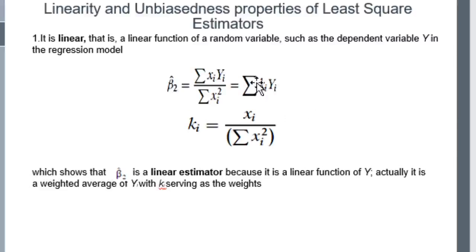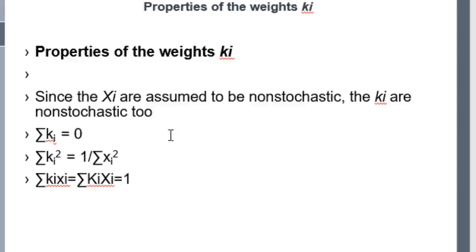This is the first important feature, that is, this can be expressed as a linear function of the dependent variable. This is the linearity feature of the OLS estimator. We explained that beta 2 cap, or the linear estimator of beta 2, is equal to sigma ki yi, a weighted function of the dependent variable, with the weight being ki.